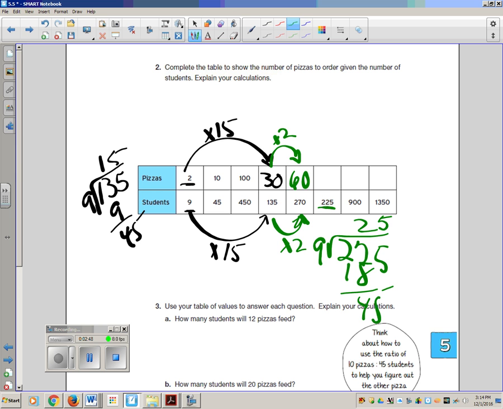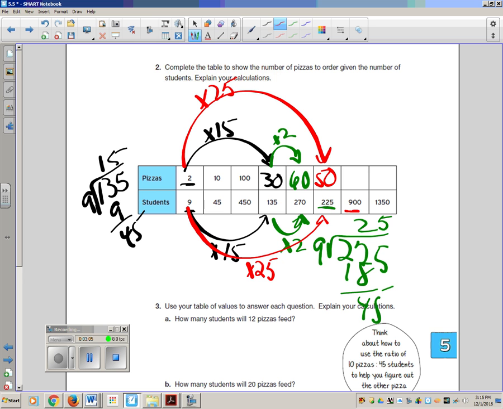Let me do this in red. It gets kind of messy. So 9 all the way to 225 is times 25. 25 times 2 is 50.